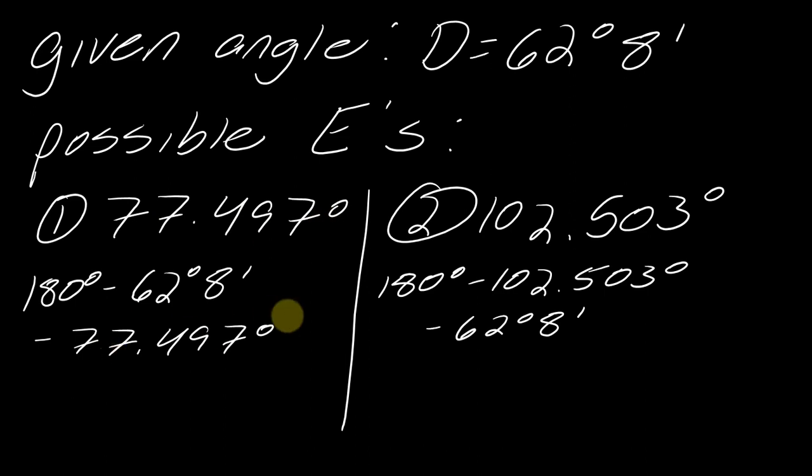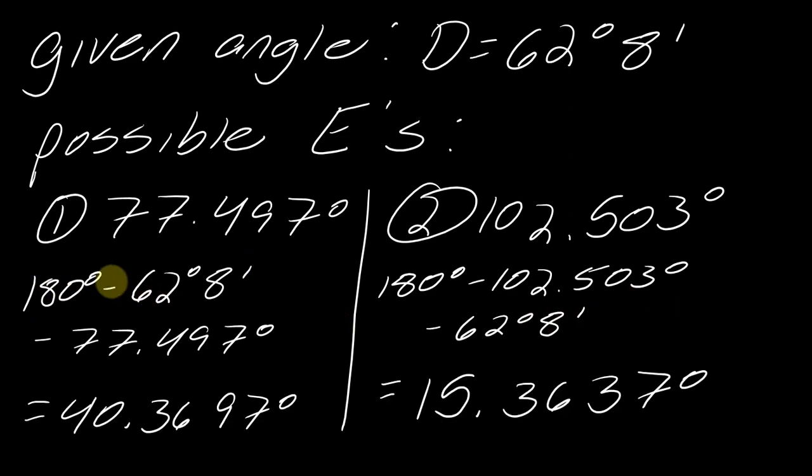So I know I'm mixing my decimals and my minutes, but I'll convert it all back in a little bit. So I can go ahead and do this calculation here for both sides. I did this for the calculation of 77.497, and then I did the calculation for this 102.503. And look what happens. I get two possibilities for that final angle F. And so this is that ambiguous case. This is the ambiguous case that we were looking for.